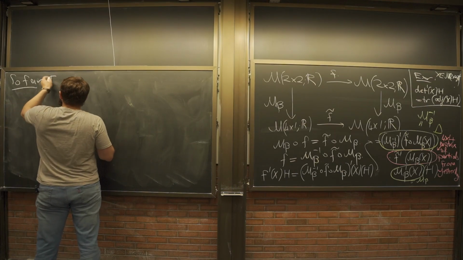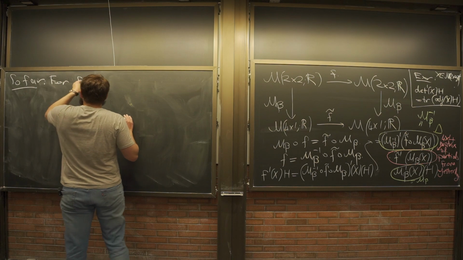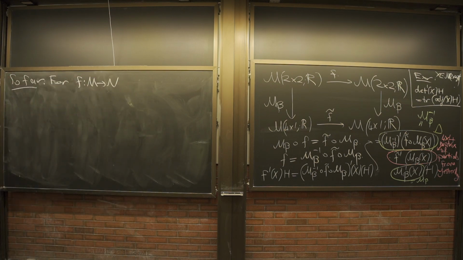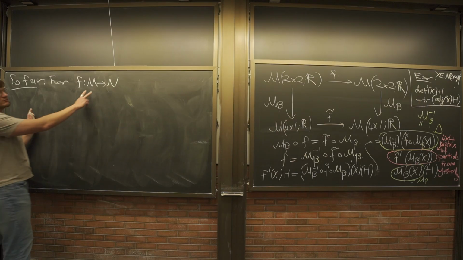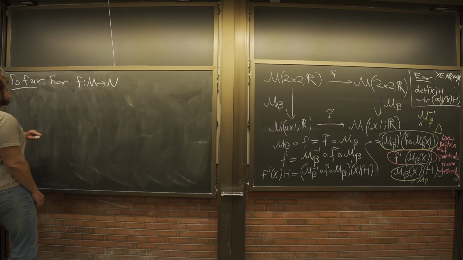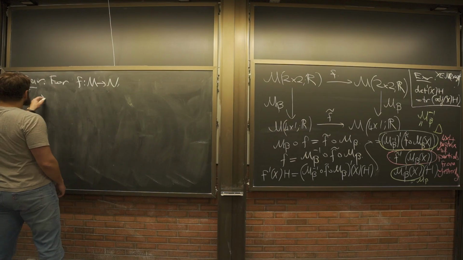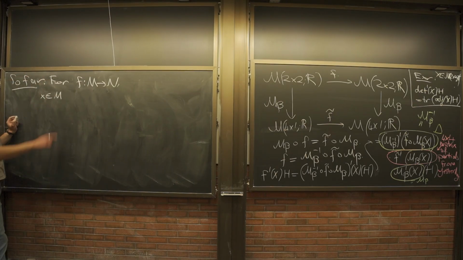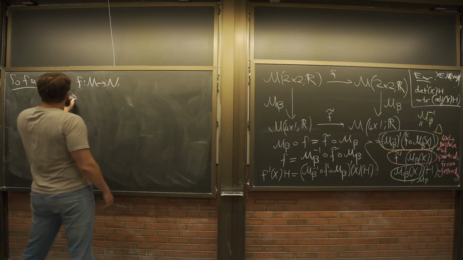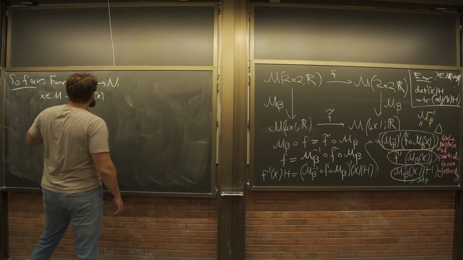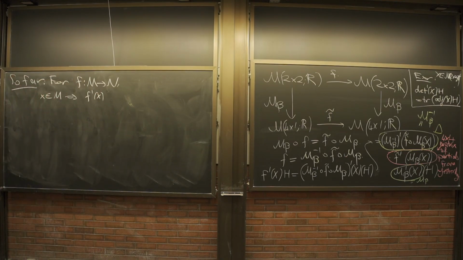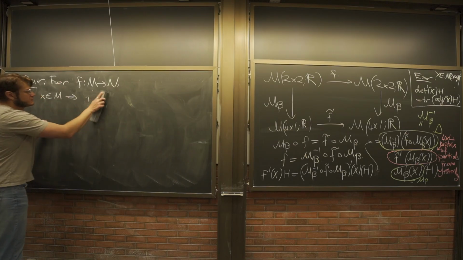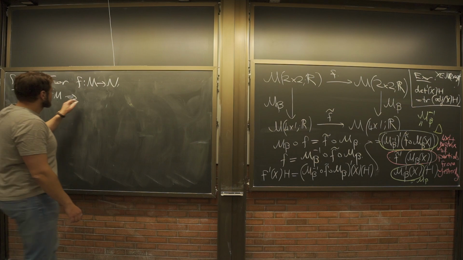we have, for f a function between these two open sets in arbitrary normed spaces, we took a point x in M, and we looked at f prime of x. Another notation for this was capital D f at x. Okay.